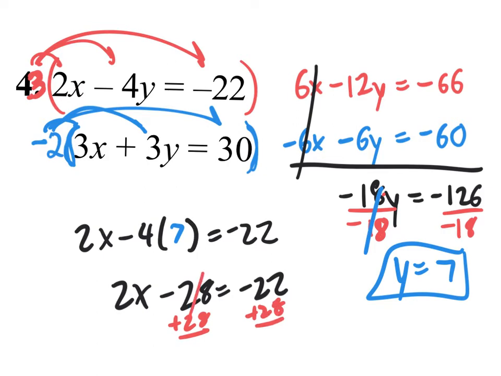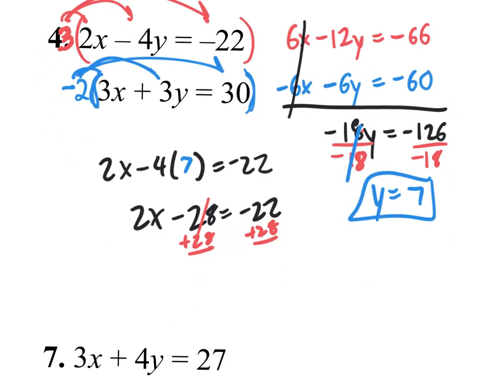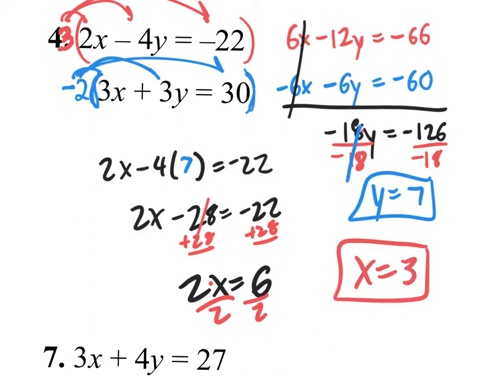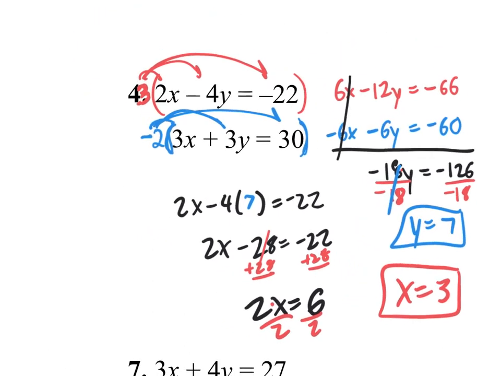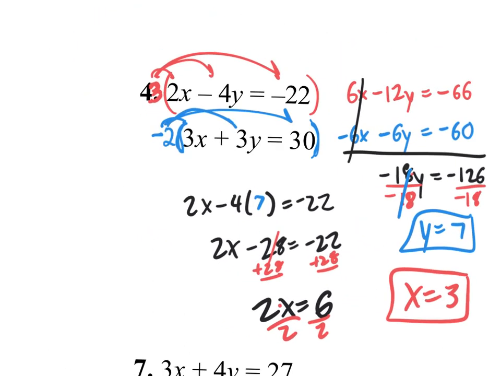So that's going to end up being 2x equaling 6. Final step would be to divide by 2. Divide by 2. X equals 3. Okay? So last week we had simple systems of equations that were already ready to combine and eliminate. Right here you had to modify both equations. So your final answer for this system will be 3, 7.